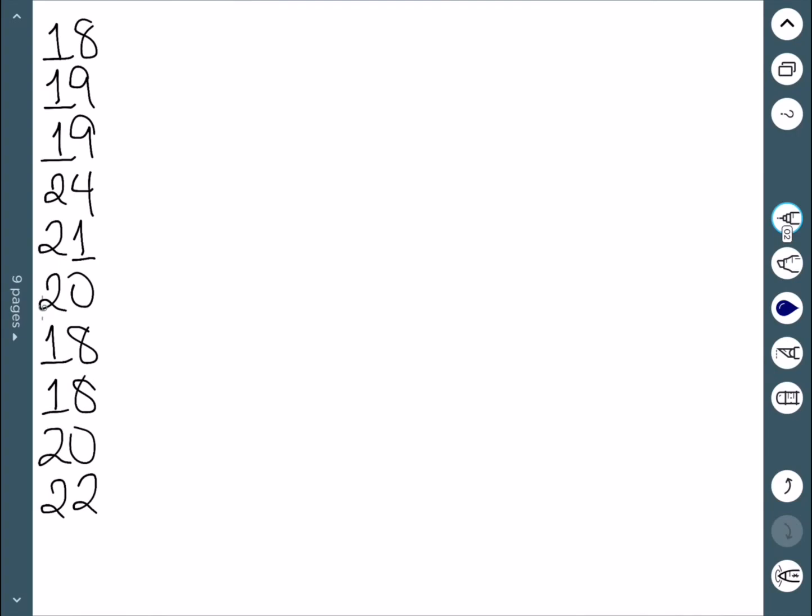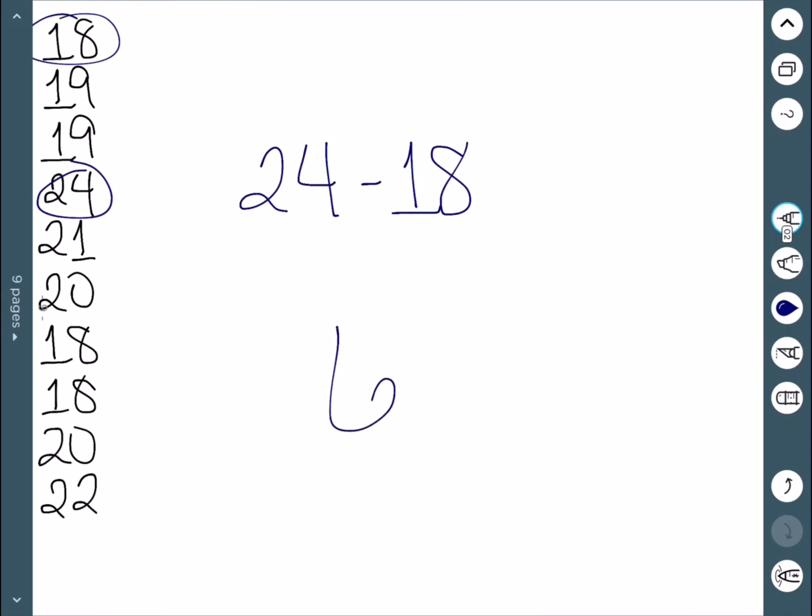Here's our data set again. We still have the same highest and lowest, 18 and 24. So our range would be 24 minus 18, which is 6. Therefore, this has a range of 6.